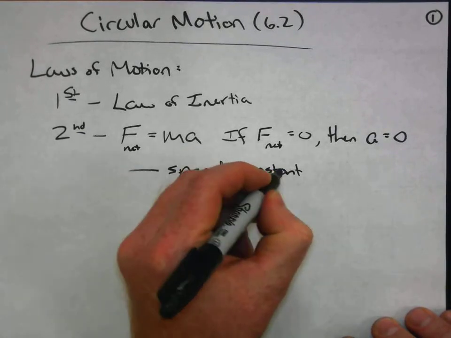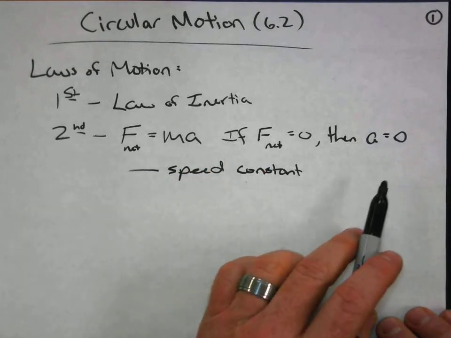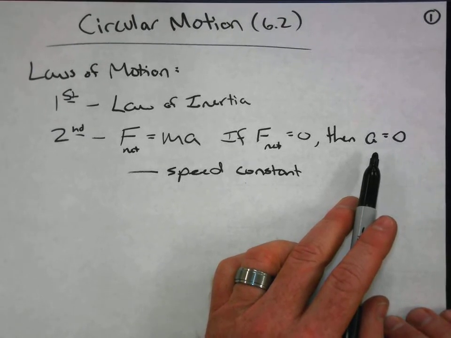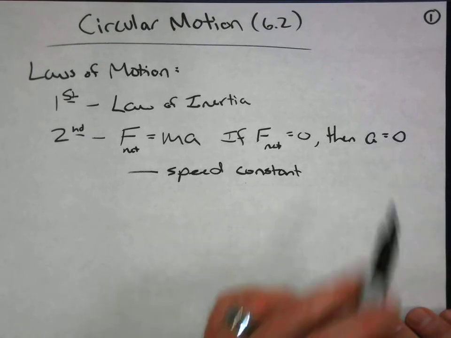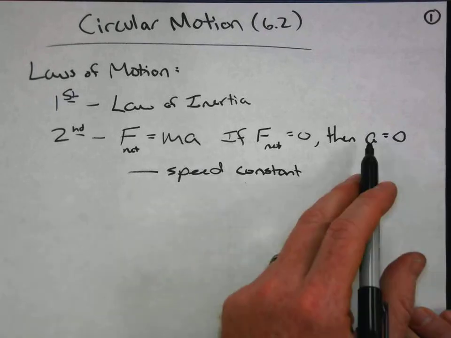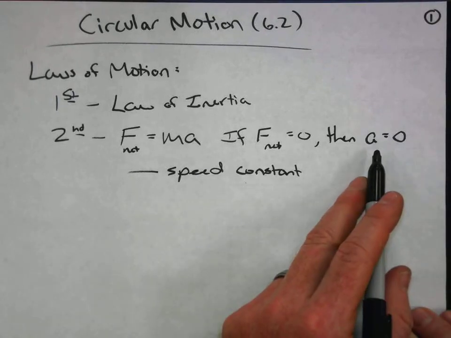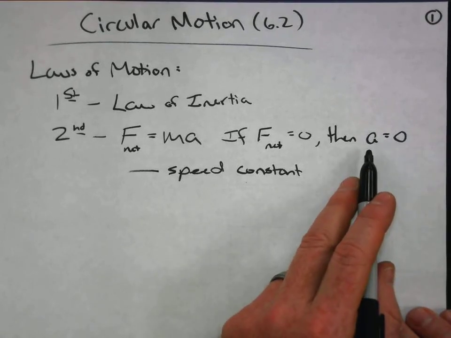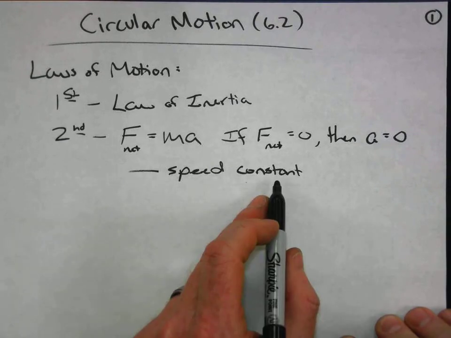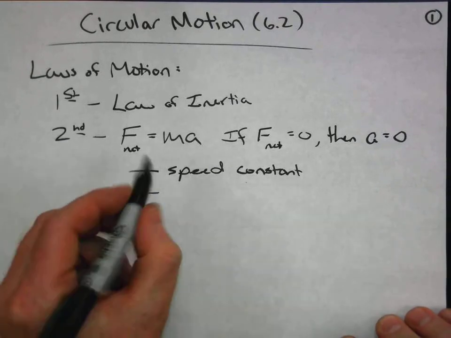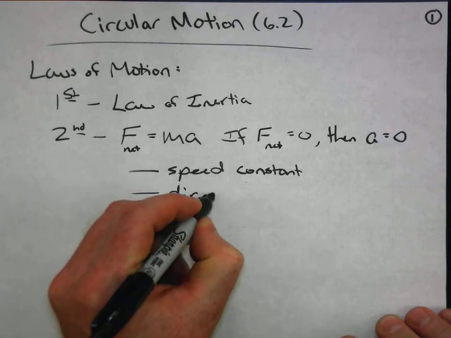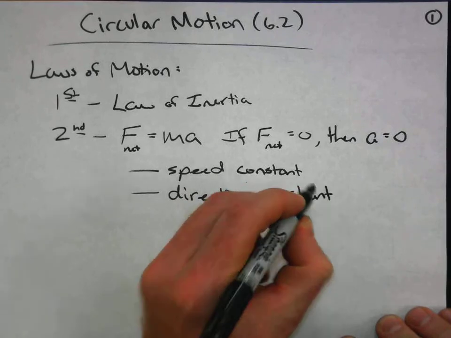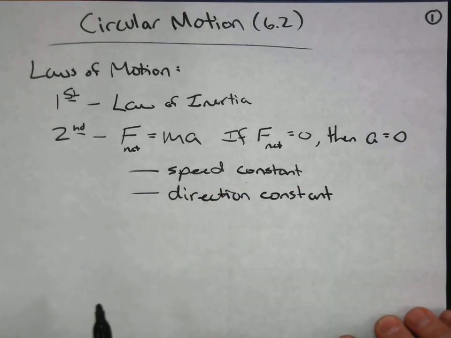When we're talking about acceleration, it is the rate of change of velocity. Velocity has two parts: it has speed, but it also has direction. If you are not changing the velocity, or the rate of change of velocity is zero, so your acceleration is zero, then you must be keeping the speed constant, but you also must be keeping the direction constant. Both of those must be true. And so this is interesting.